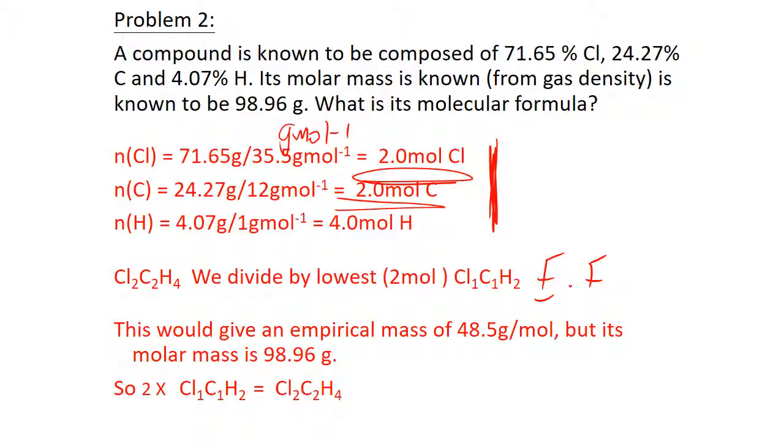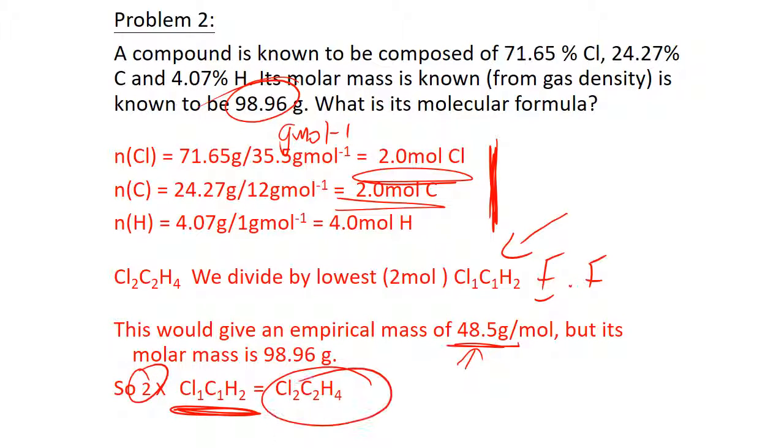That's your empirical formula, and it gives an empirical mass of 48.5. So we find the mass of that, and we then find the ratio: 98.96 divided by this number here gives you 2. So you just multiply the empirical formula by 2 to get the molecular formula. And that is the answer.